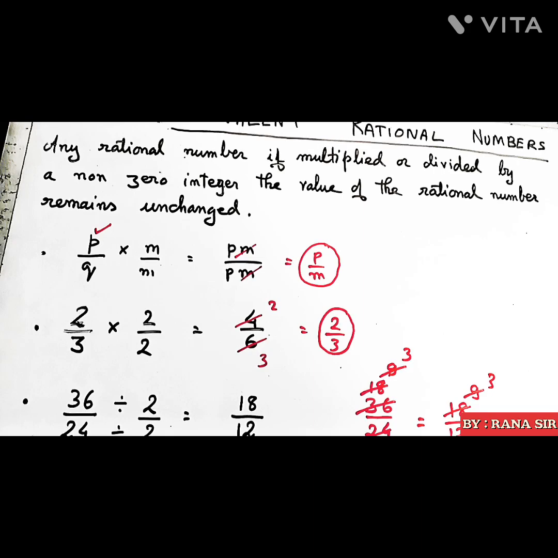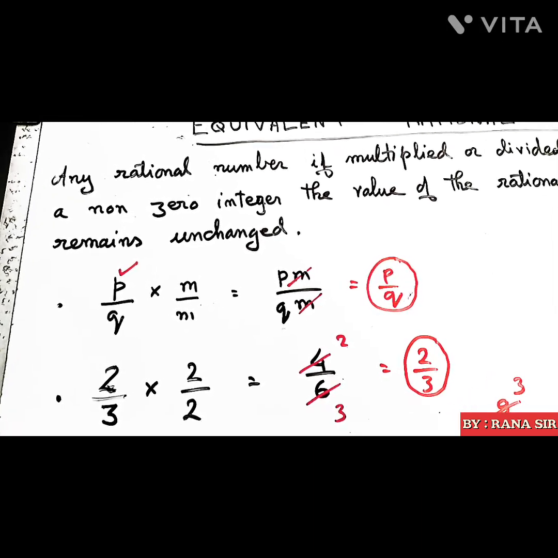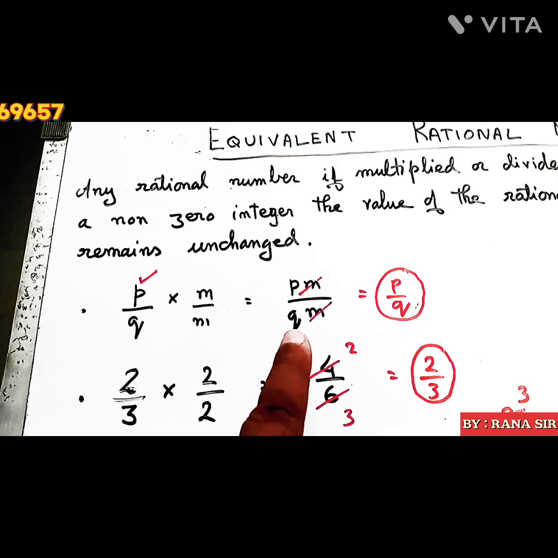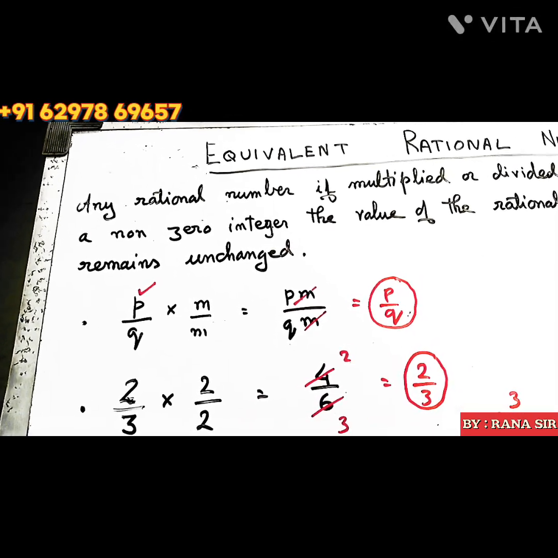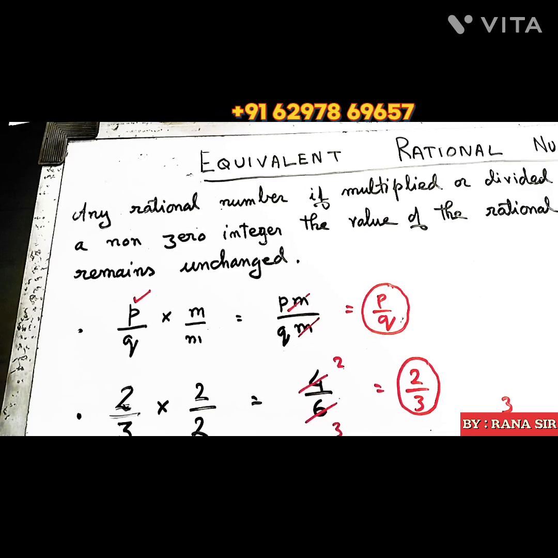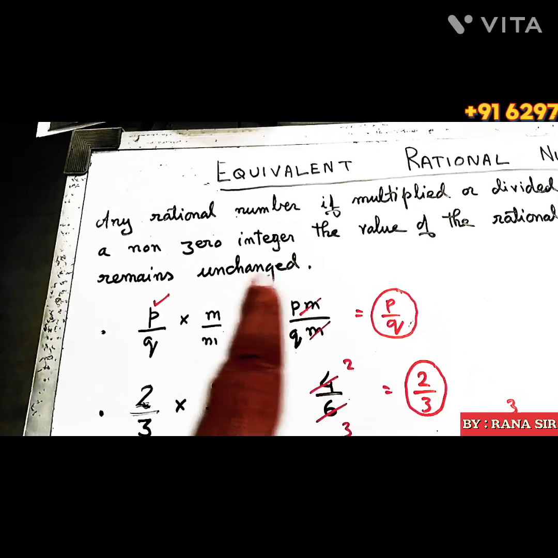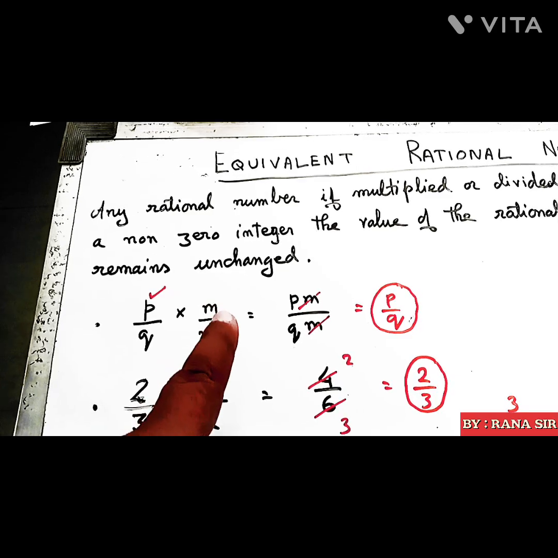There was a small error, I have rectified it. So pm by qm, and m gets cancelled out. So the answer is p by q. So this is the result even if I multiply by an integer m.